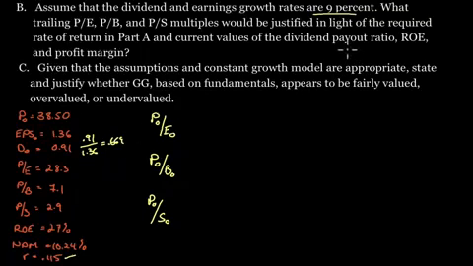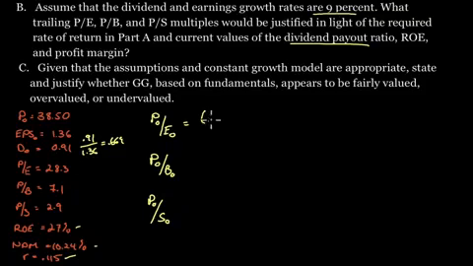Okay, so in light of the current values of the dividend payout ratio, ROE, and profit margin, we're given an ROE and a profit margin. So it's saying what multiples would be justified. Before we start, let's just trust our formulas. What is P naught over E naught? We know it is D naught over E naught. That's the dividend payout ratio.